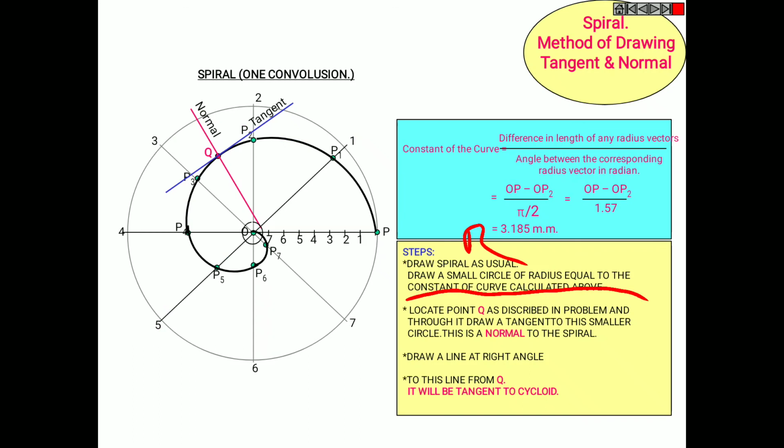So this is about the tangent and normals to the above curves. Tangent and normal are not to be done for your helix, it's only for involute, cycloid and spiral. So helix is something different.